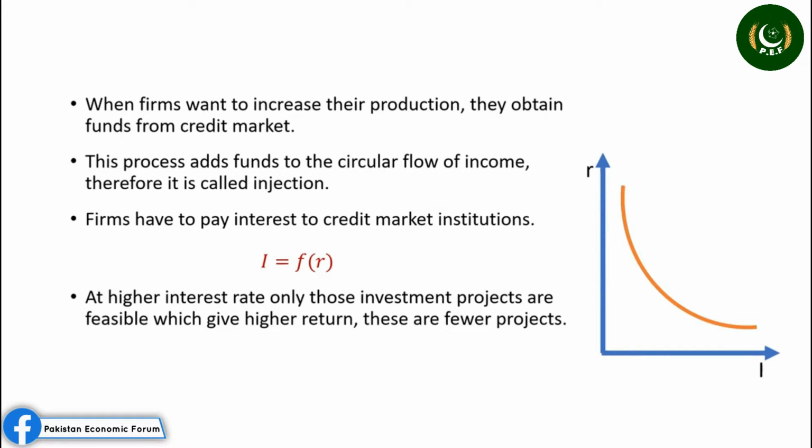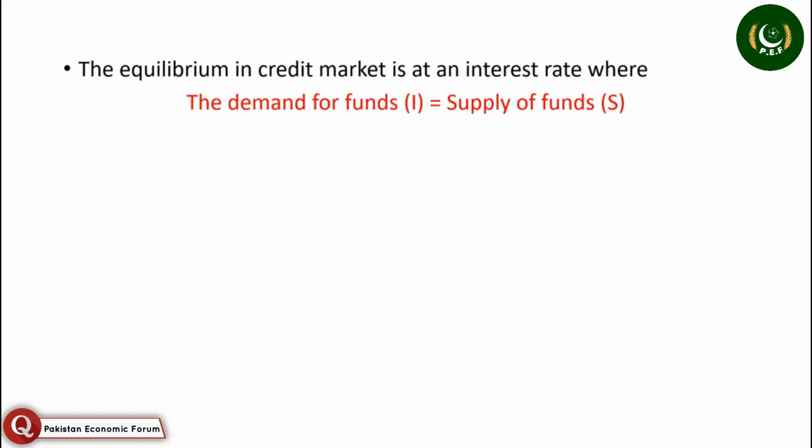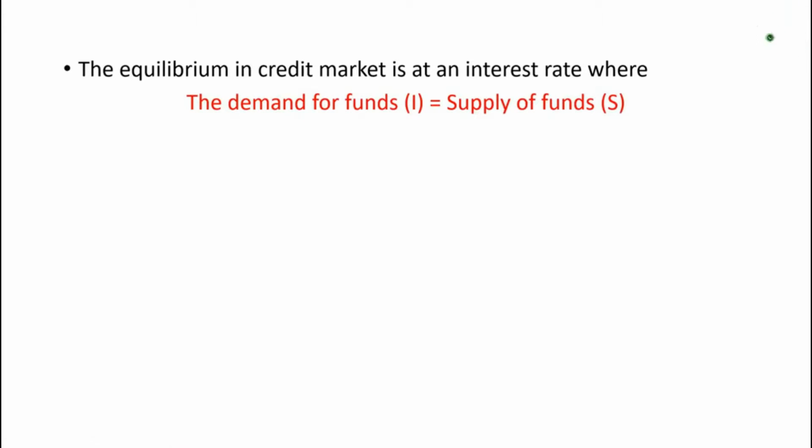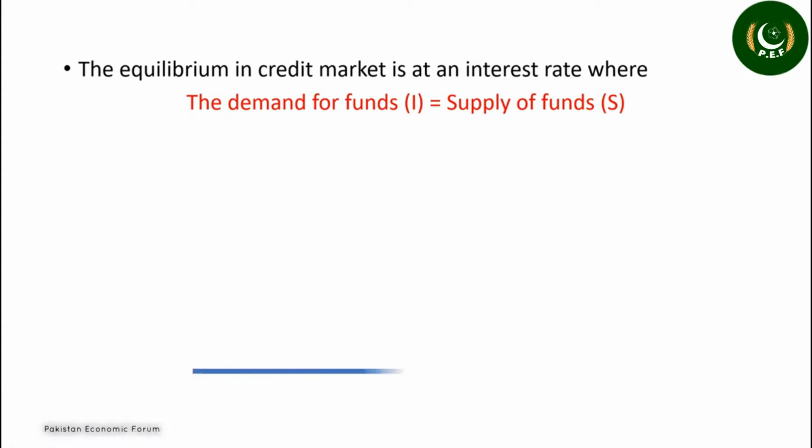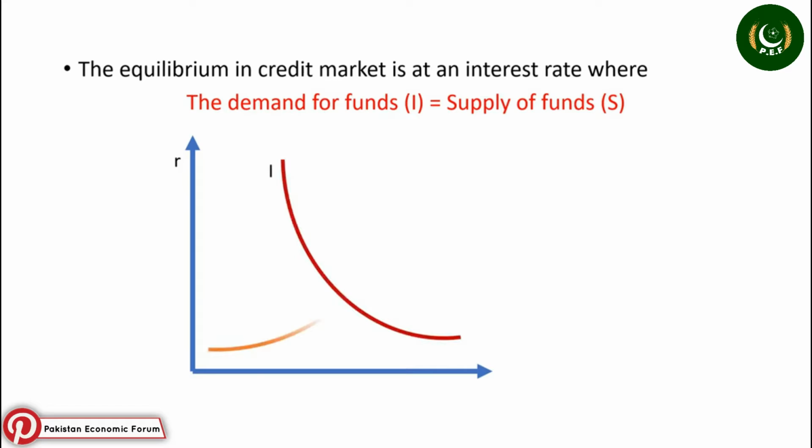The equilibrium in credit market is at a point where aggregate demand for funds, that is investment, is equal to aggregate supply of funds, that is savings. The equality of these two forces determines the interest rate in the market. This is shown in diagram.